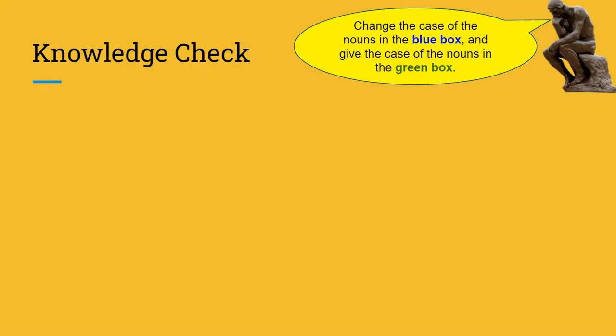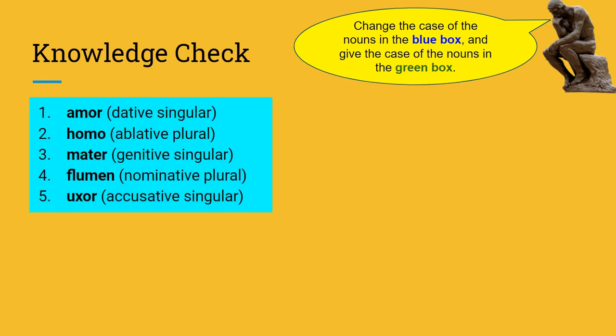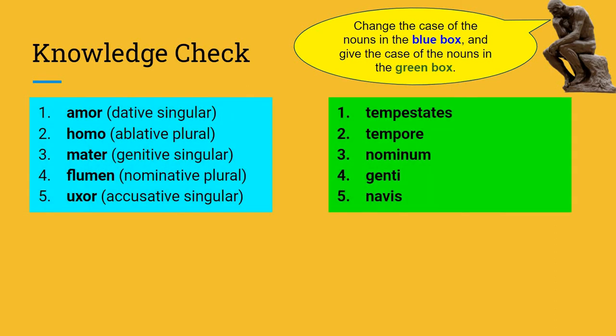Alright, so another knowledge check. What you're going to do, now that you're aware of how our stems change and how we add on endings, is try and change the case of the nouns in the blue box to the case I've given you in brackets, and you're going to try and tell me what the case of the nouns in the green box are. Stop and think and play the video again when you're ready to see the answers.